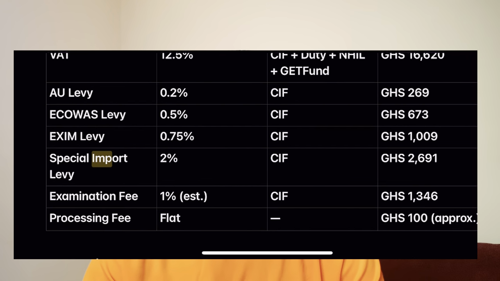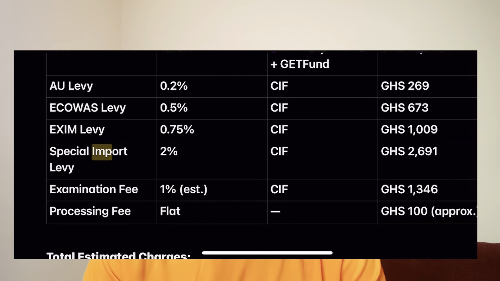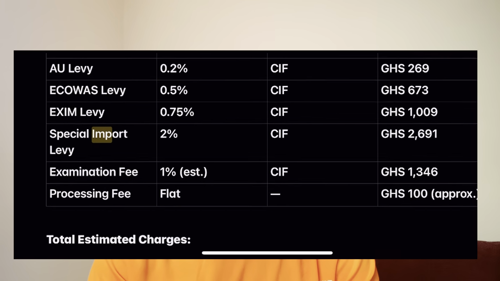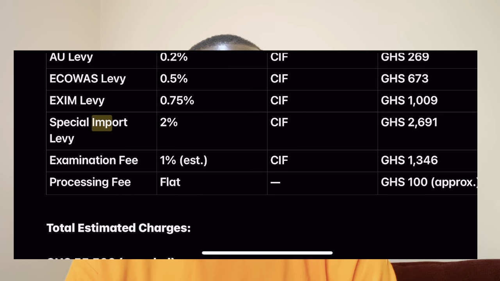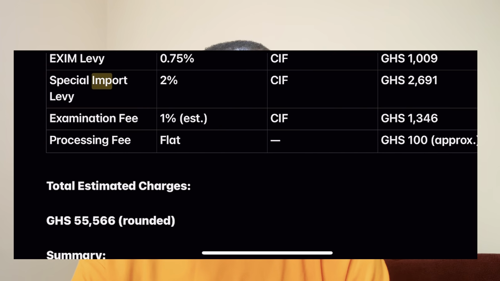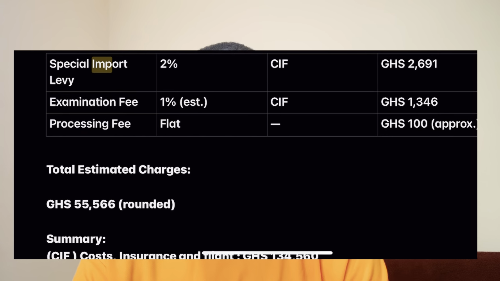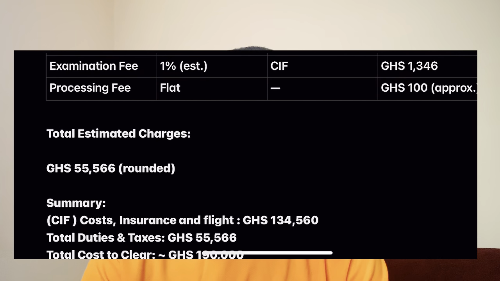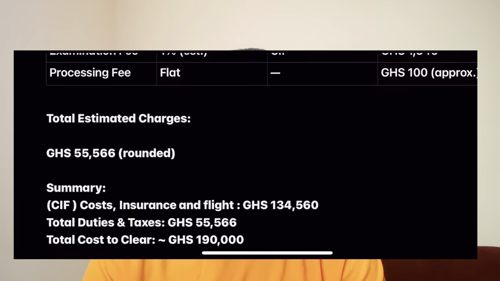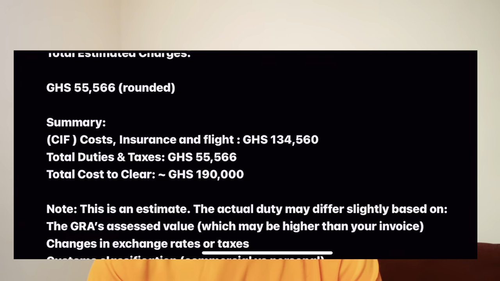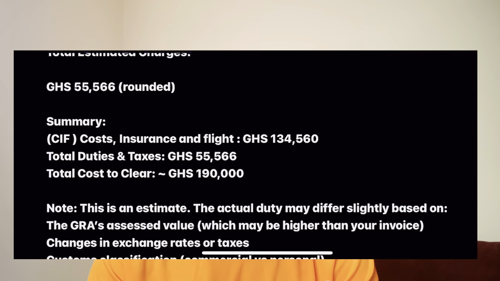So we are going straight. Charges. We have import duty. The rate is 10%, and the base value is CIF, that's the cost, insurance, and freight. Then the amount in Ghana cedi is 13,456 Ghana cedi. We have NHIL, National Health Insurance Levy, which is 2.5% rate. The base value is CIF plus duty, and the total amount is 3,201 Ghana cedi.